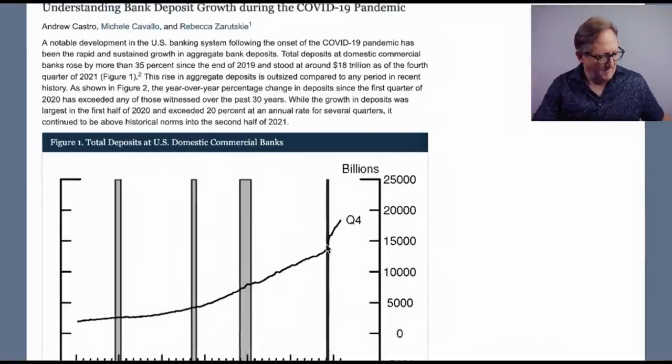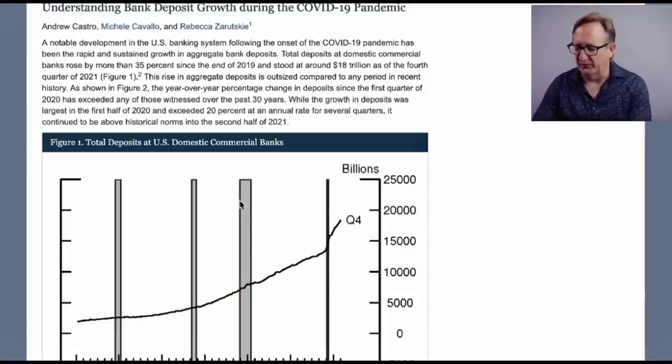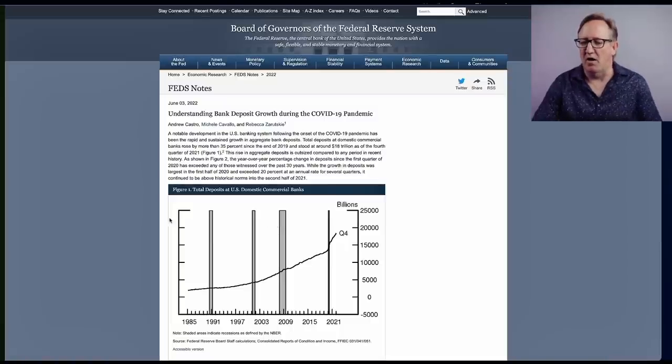Zoom in a little bit. And so what you can see is that this trend line of bank deposits is totally out of whack during the pandemic. This is the pandemic here. This is the global financial crisis here. Anyway, that's what the paper is really getting at: what caused that spike in bank deposits.